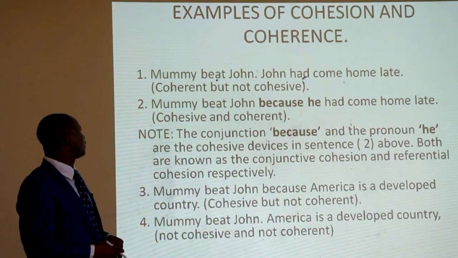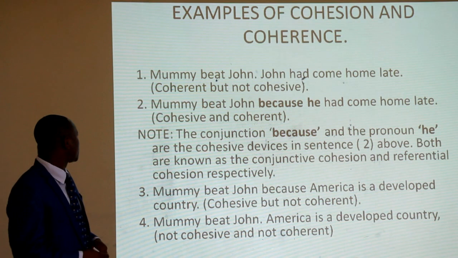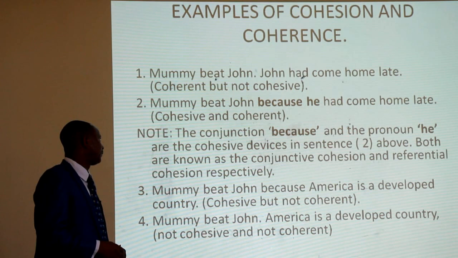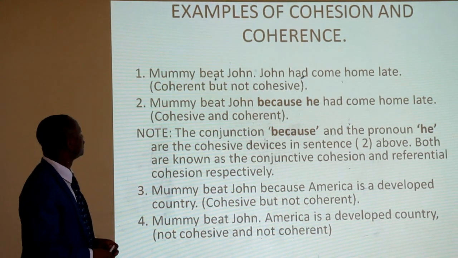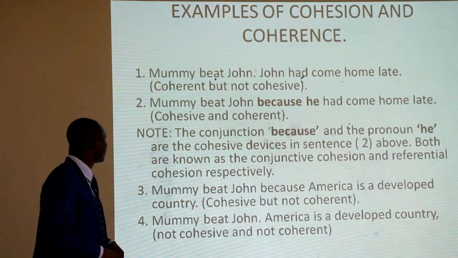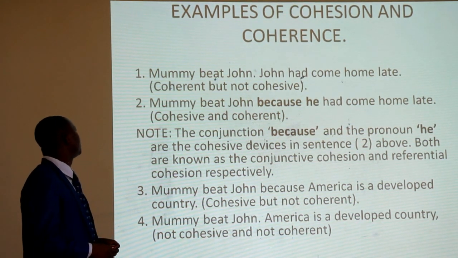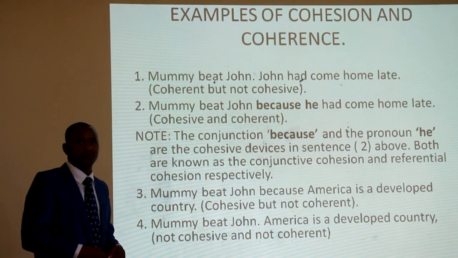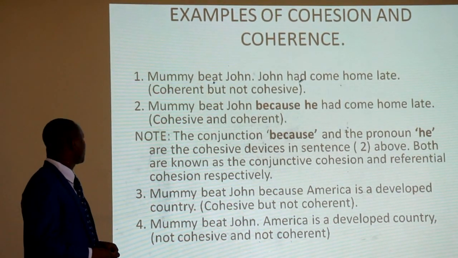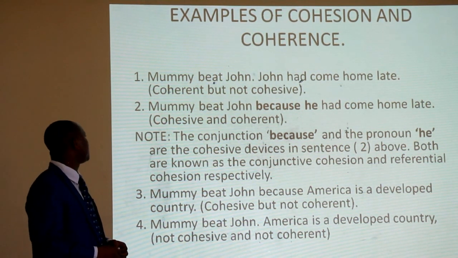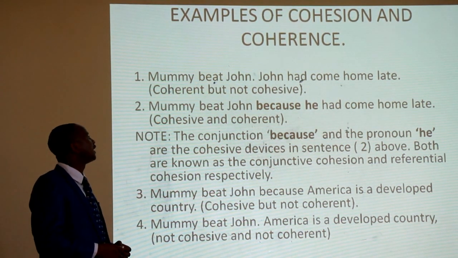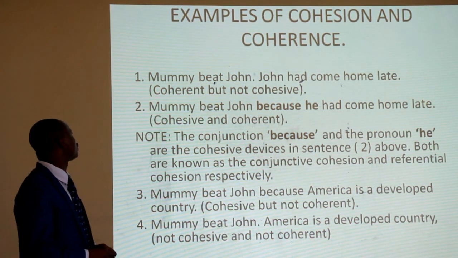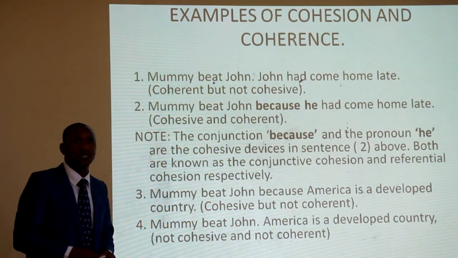Examples of cohesion and coherence are as follows. Take, for example, this sentence: "Mommy beat John. John had come home late." This sentence is coherent, but it's not cohesive. The second sentence, "Mommy beat John because he had come home late." This sentence is both cohesive and coherent.